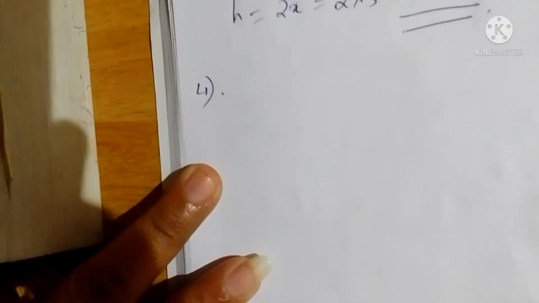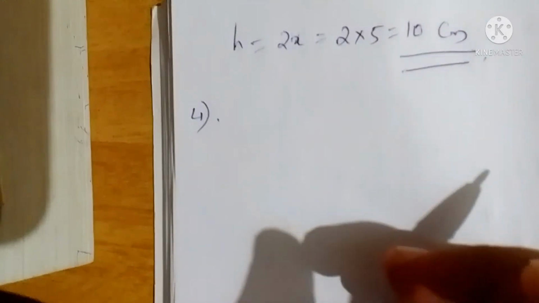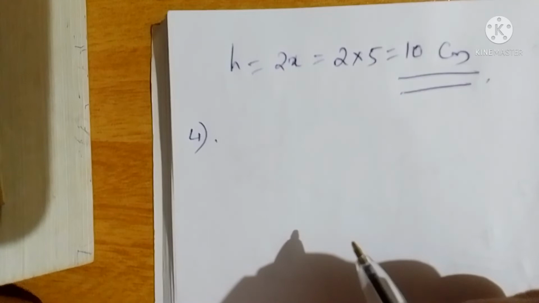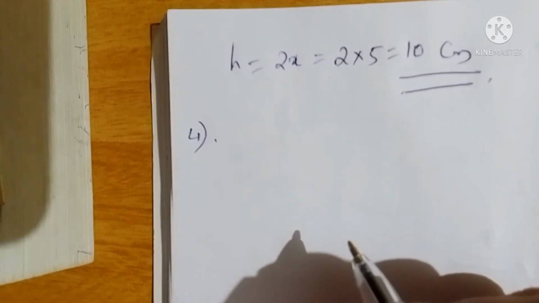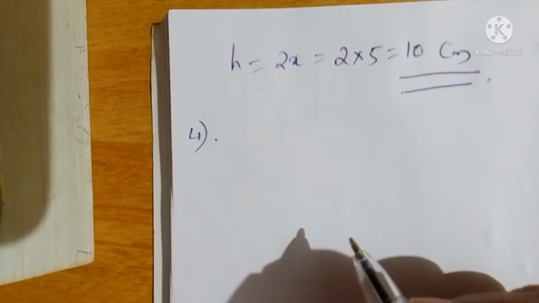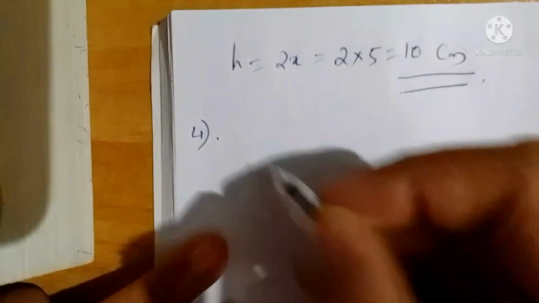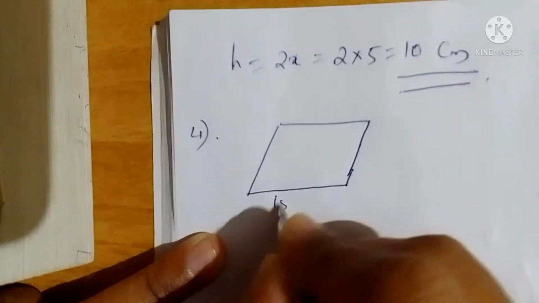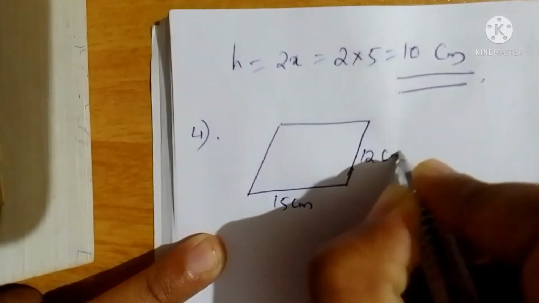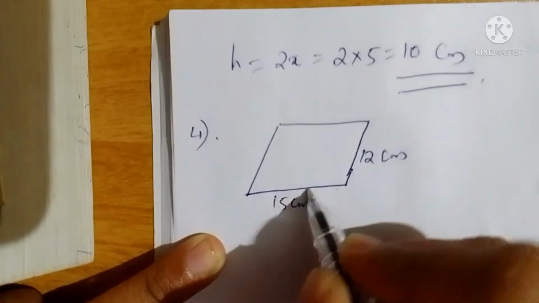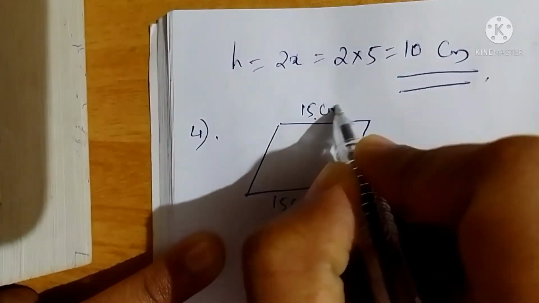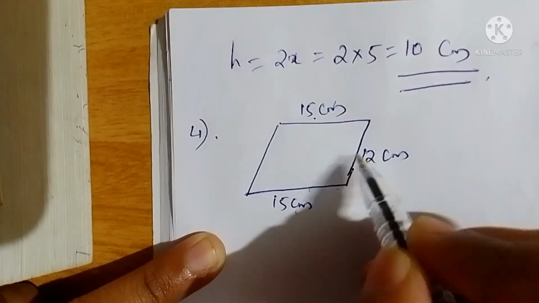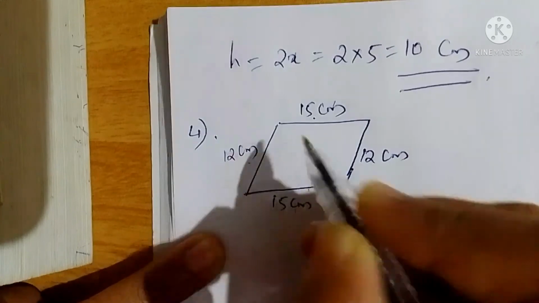Okay. Fourth question. A parallelogram has sides of 15 centimeter and 12 centimeter. If the distance between 15 centimeter sides is 6 centimeter, find the distance between 12 centimeter sides. So a parallelogram, its sides are given 15 centimeter and 12 centimeter. If this side is 15 centimeter, the side opposite to it will be 15 centimeter. Opposite sides are equal in a parallelogram. Now these two sides will be 12 centimeter.